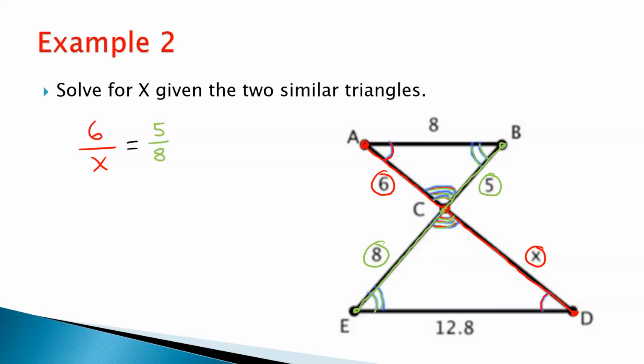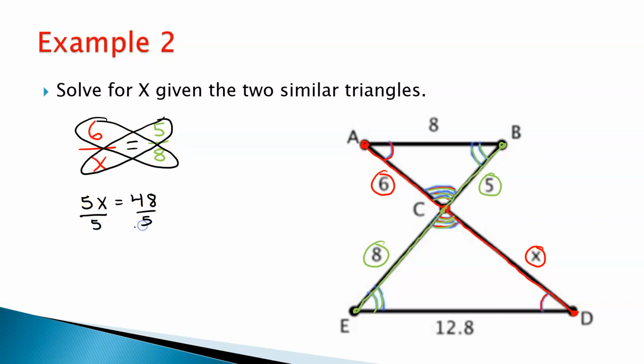All right, now it's just a matter of going through and cross multiplying. 5 times x is just 5x, which is equal to 6 times 8, which is 48. If we divide both sides by 5, I don't believe that divides nicely. 5 divided by 5 cancels to give us x is equal to 48 over 5. That is the value of x. Let me give you a decimal real quick: 48 divided by 5. If you gave me the decimal, you would say x is equal to 9.6.